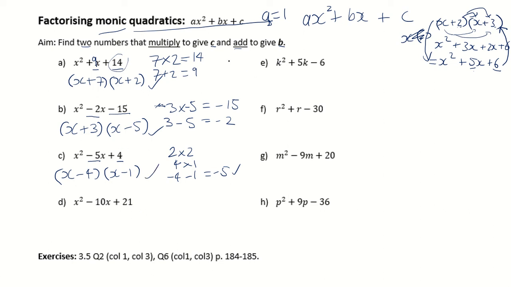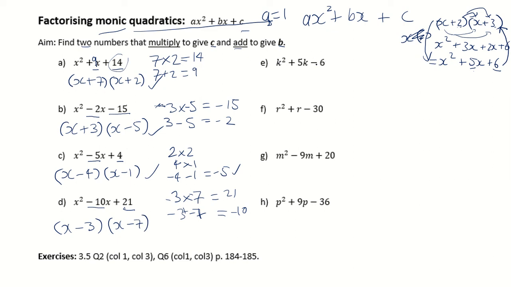Now, we need two numbers that multiply to give us the c. So two numbers that multiply to give us the 21. The only ones I can think of are 3 and 7. Now again, we have a really big negative, negative 10. Well, negative 3 and negative 7 also gives us 21. And negative 3 take negative 7, or negative 3 plus negative 7, will give us negative 10. So our numbers in this one are x take 3, x take 7.